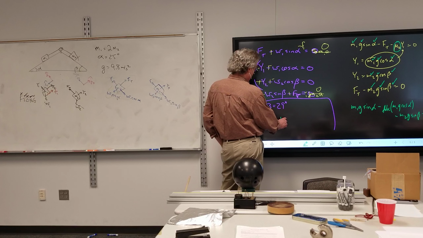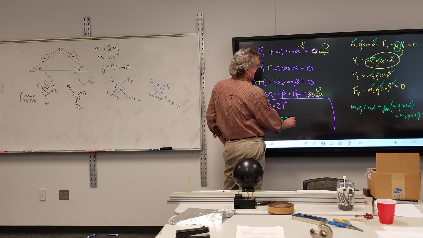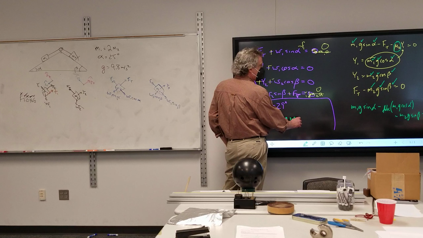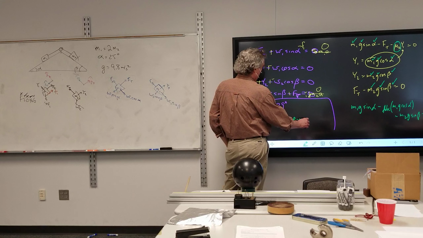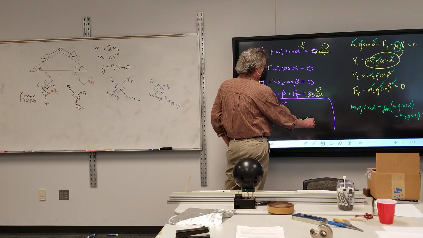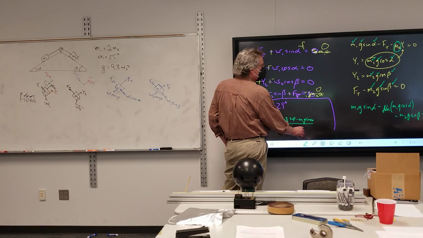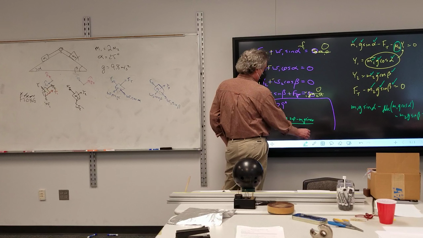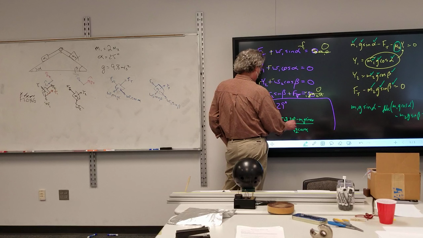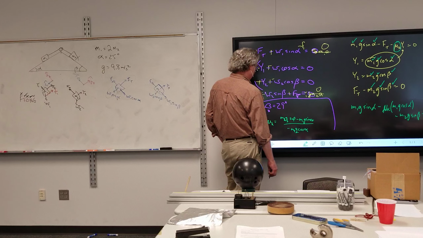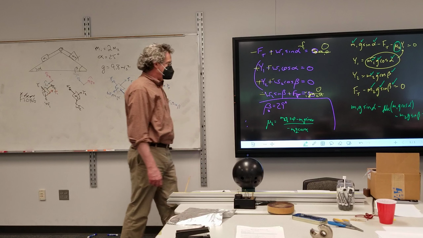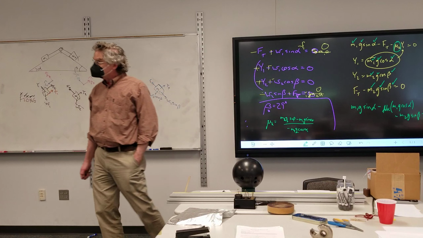So mu k is M2G sine beta minus M1G sine alpha divided by negative M1G cosine alpha. And now the plug and jug exercise.